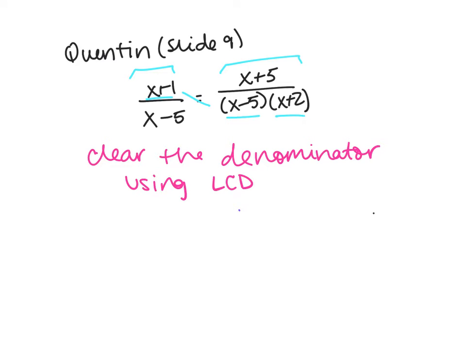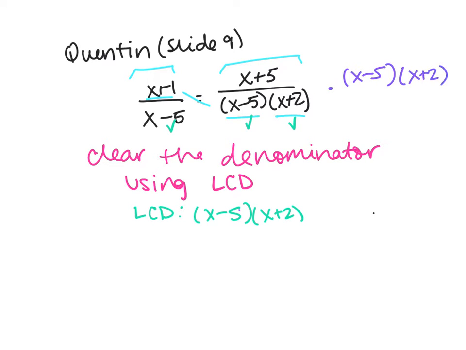So in this case, our least common denominator, remember we need one factor of everything, would be x minus 5. That takes care of that factor. And then we also need the x plus 2. That takes care of that factor. So what we can do here is multiply both sides by x minus 5 and x plus 2. Notice we're multiplying both sides by the same thing, so we technically aren't changing the equation at all.